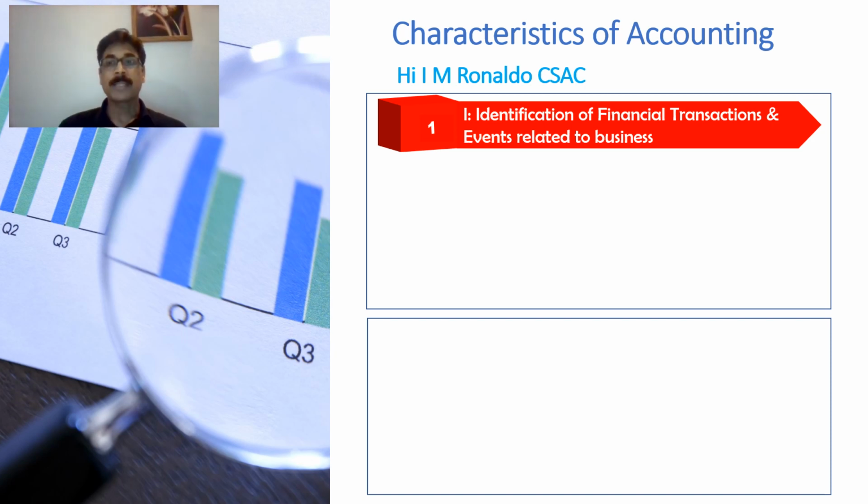The first example was salary and wages paid. Salary and wages paid is with respect to the business, so we'll record this. The second is rent paid. Rent paid is also related to business. If nothing has been mentioned, it is assumed that it's related to business. But the third example is laptop purchase for personal use. Now this is a personal transaction not related to business, so we will not record it.